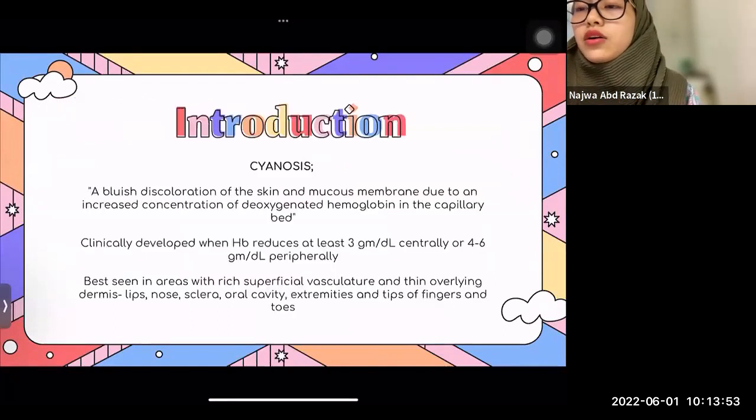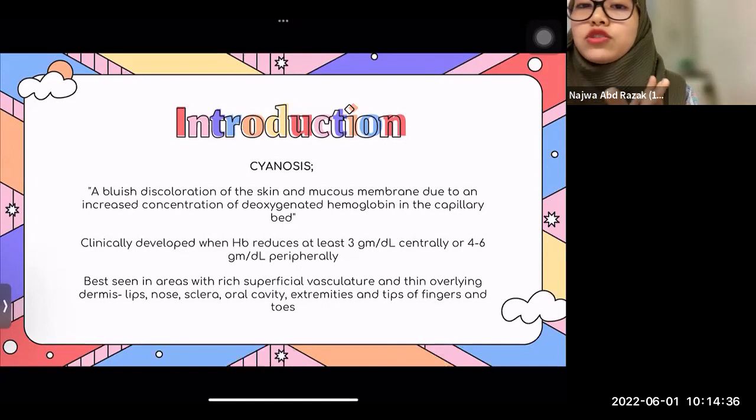For introduction, cyanosis is defined as a bluish discoloration of the skin and mucous membrane due to an increased concentration of deoxygenated hemoglobin in the capillary bed. Cyanosis develops when the concentration of desaturated hemoglobin is at least 3 grams per deciliter centrally or 4 to 6 grams per deciliter peripherally. It is a general sign of significant hypoxia. It is best seen in areas with rich superficial vasculature with thin underlying dermis, such as lips, nose, sclera, oral cavity, extremities, and tips of fingers and toes.